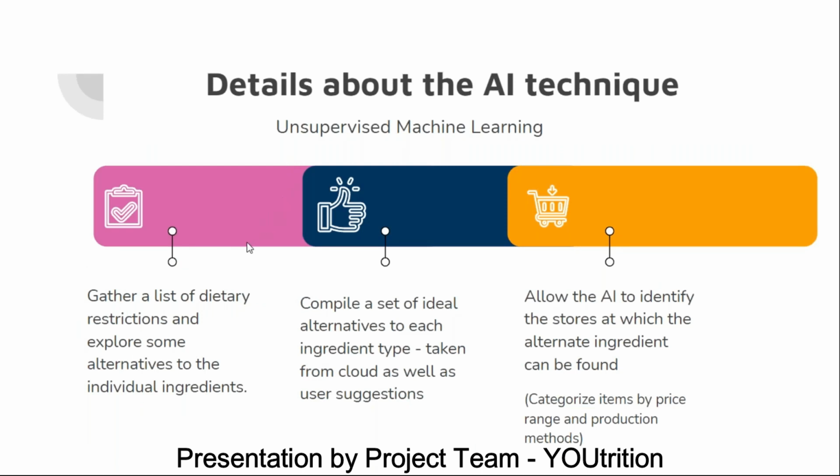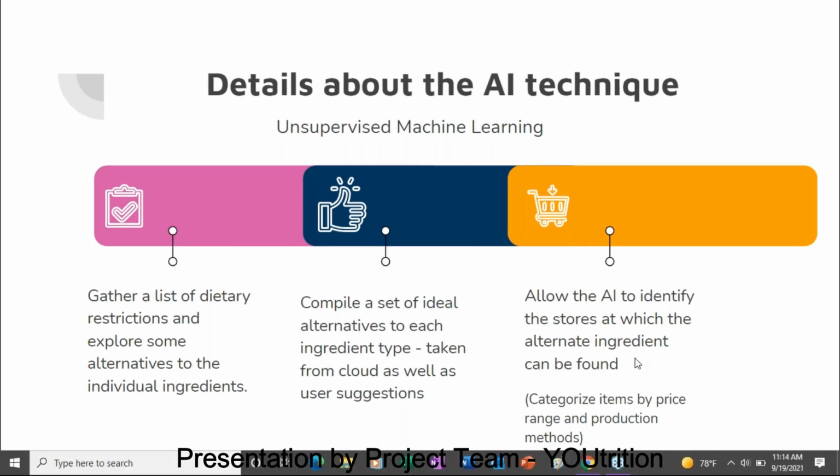For the details of our AI technique, we're using unsupervised machine learning, and we're going to gather a list of dietary restrictions and explore some alternatives to the individual ingredients. Then we will compile a set of alternatives to each ingredient type, taken from the cloud as well as user suggestions. Third, we will allow the AI to identify the stores at which the alternative ingredients can be found, and we will maybe categorize the items by price range and production methods.